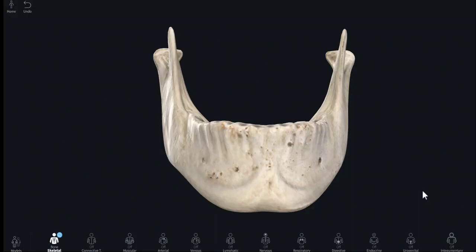All right. So today we start with the cranial bones, and the very first bone that we will be dealing with is obviously the mandible. Now, just a little disclaimer here.